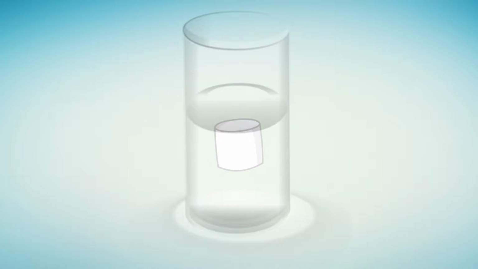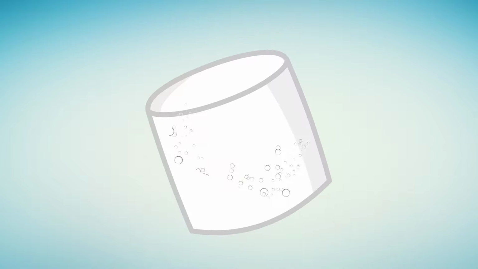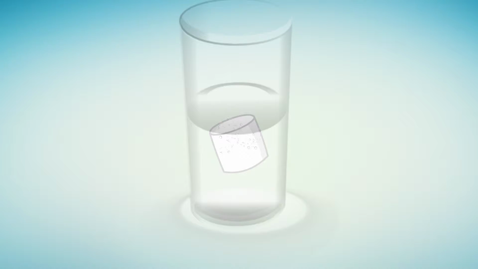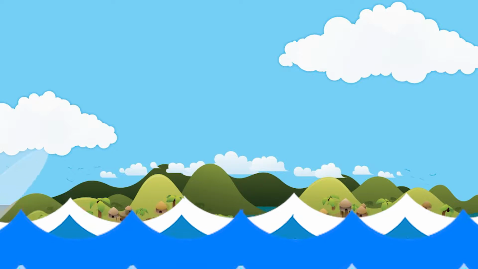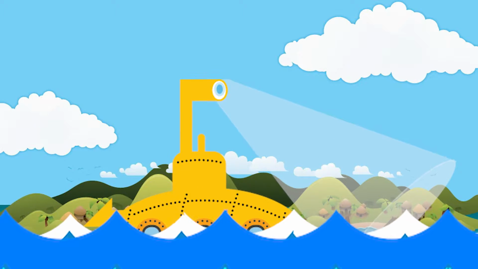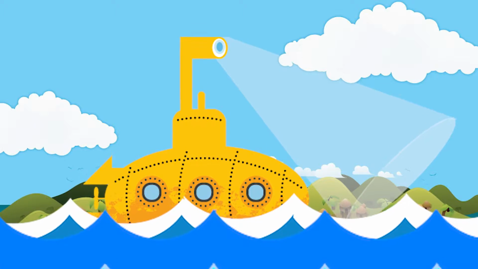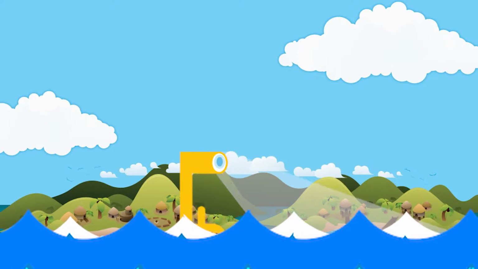You might be wondering why your marshmallow floats. This is due to tiny air bubbles. These little air bubbles make the marshmallow less dense, causing it to float. Think of it like a submarine. If it has a lot of air, it floats. If it has no air, it sinks to the bottom of the ocean.